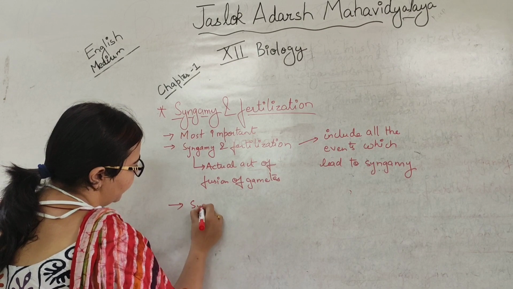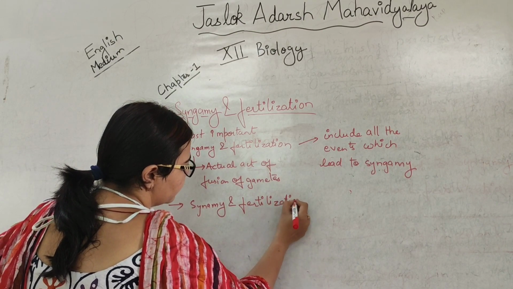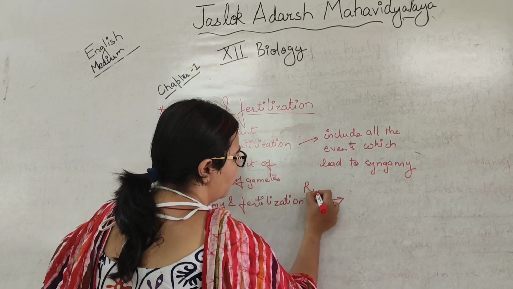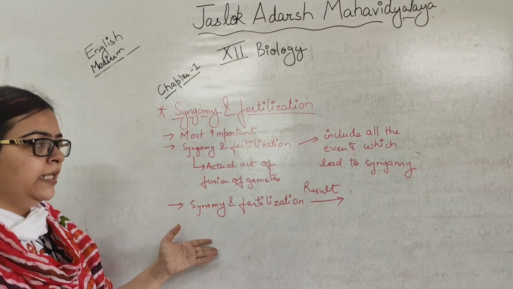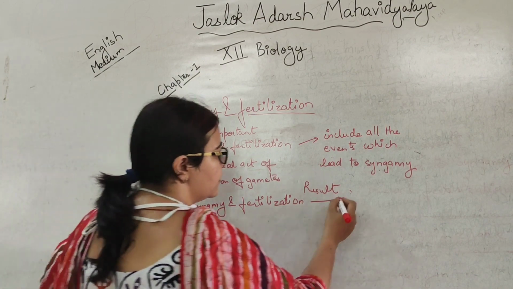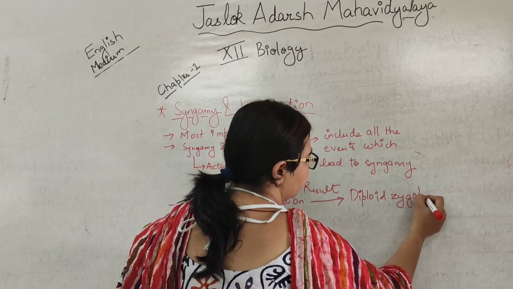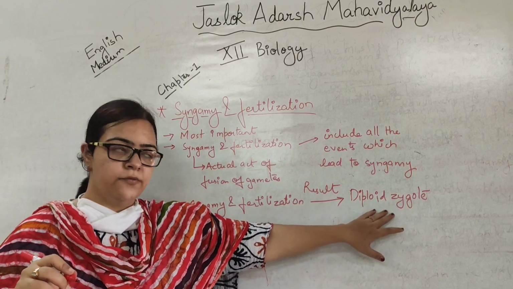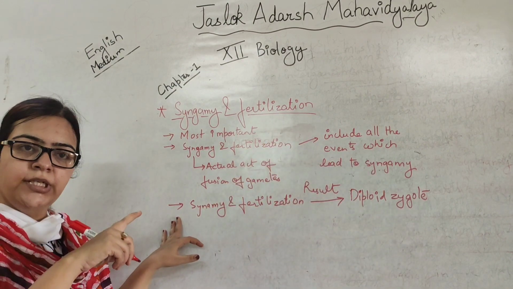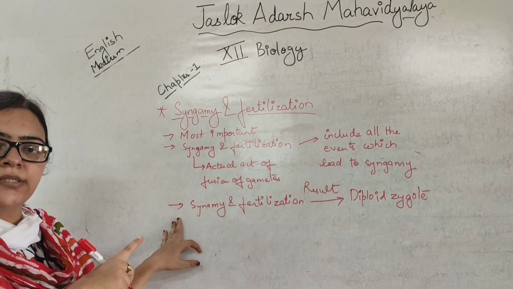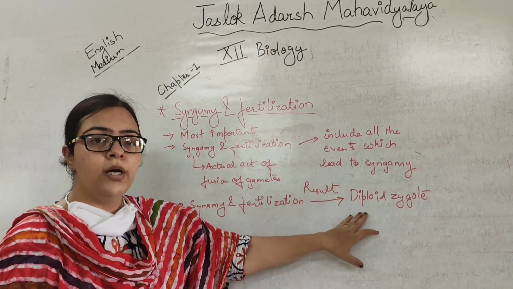Now, syngamy and fertilization will result into what? Why are we doing this sexual reproduction? We are doing all the events in sexual reproduction for the formation of what? That is diploid zygote. We have seen how the diploid zygote is formed, how the ploidy of the offspring which is to be formed from the organism is maintained by the process of meiosis, that is reduction division during the cell division that we have already studied in gametogenesis, that is gamete formation. So, syngamy and fertilization will result into a diploid zygote.